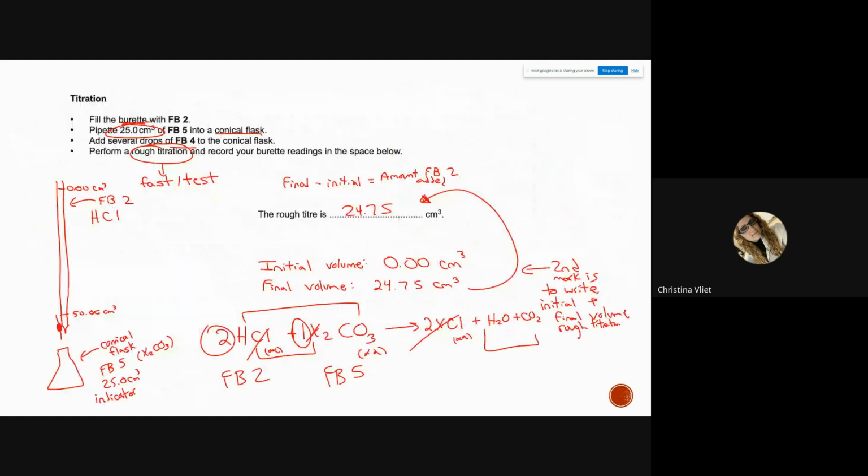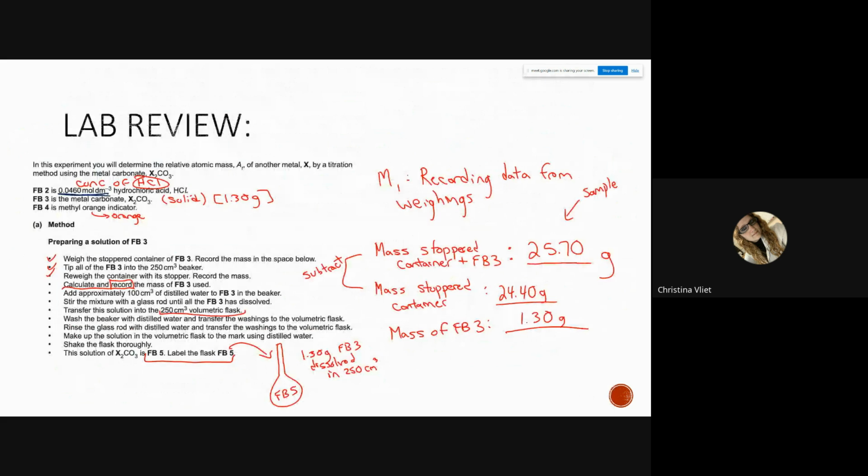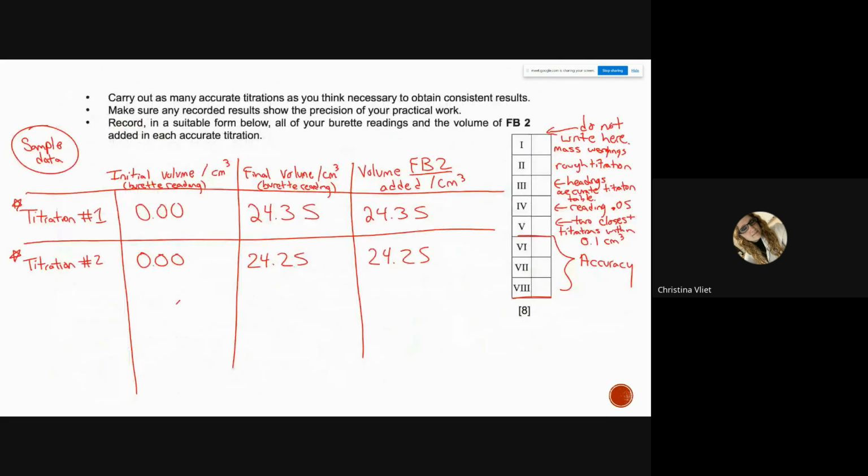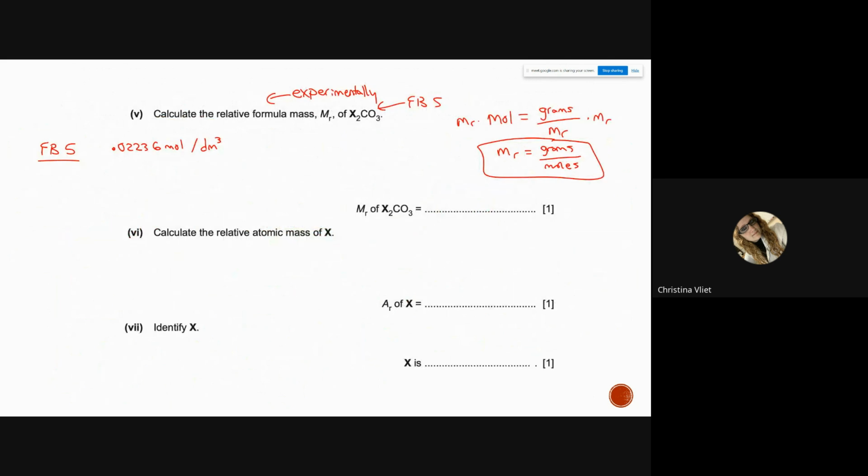When we initially made the first solution, right? The first thing we did, which seems like forever ago, was we took 1.30 grams of FP3, we dissolved it in 250 centimeters cubed of water, and we named that FB5. So let's write that down. From experiments, we know 1.30 grams is dissolved in 250 centimeters cubed.